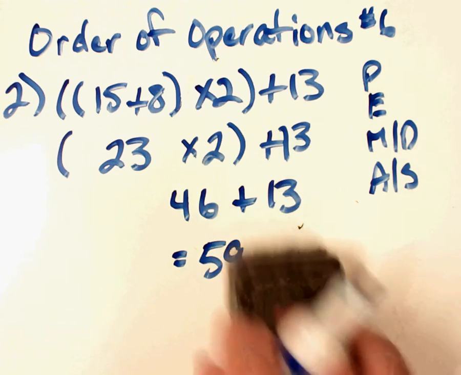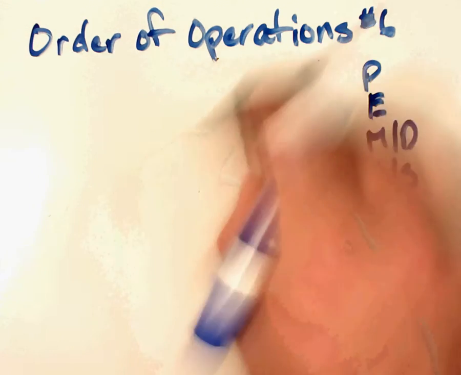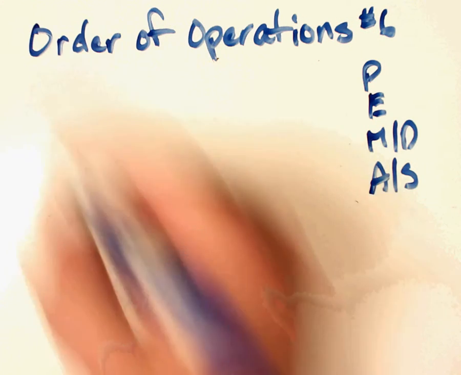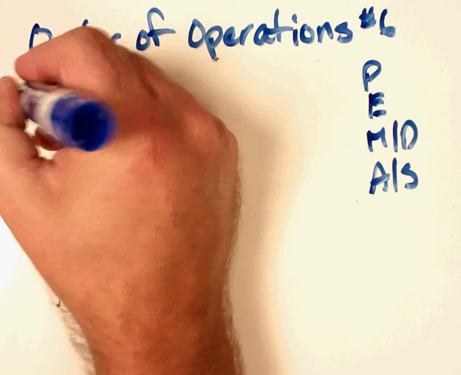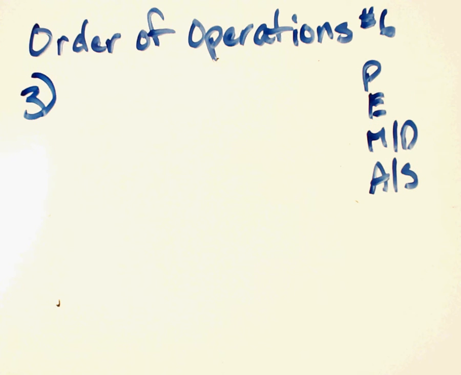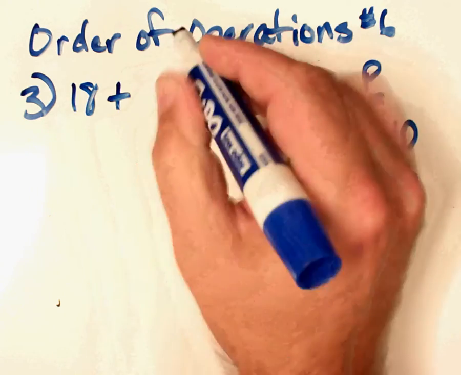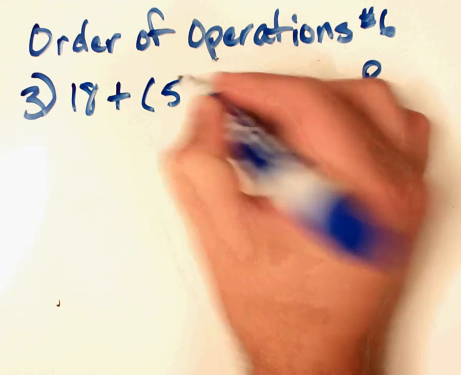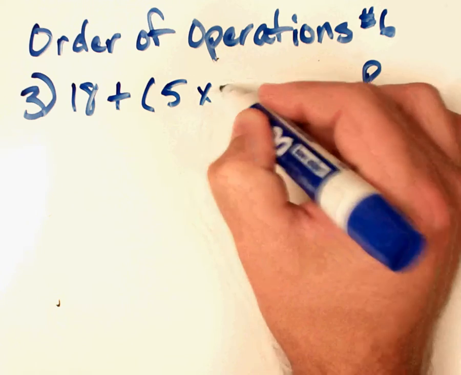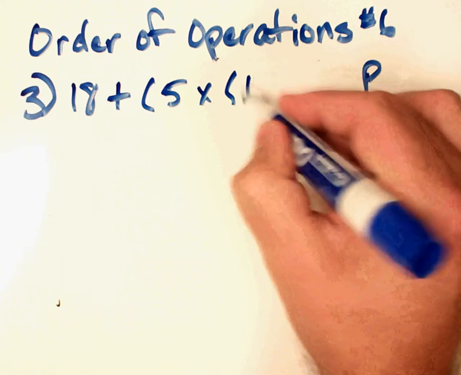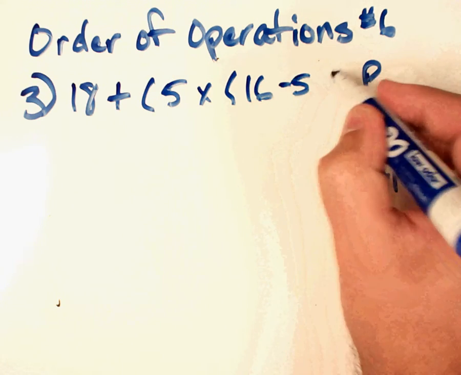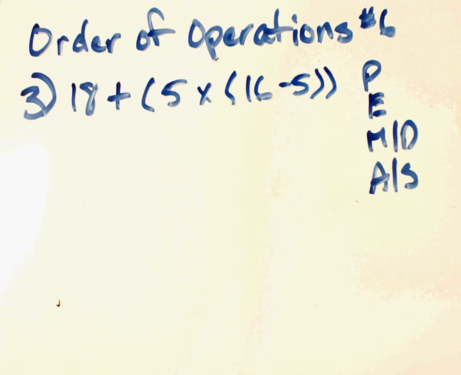All right, here we go. Number 3, last one for this video. And again, I know I'm going very quickly on this, but if you want to review some of the previous videos on this, if you want a little bit more explanation. All right, so this one is 18 plus 5 times parentheses 16 minus 5, close parentheses, close parentheses.